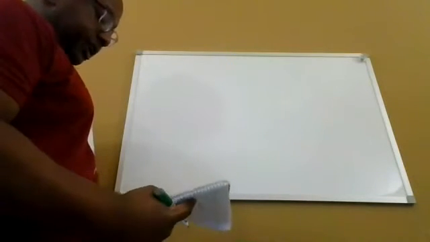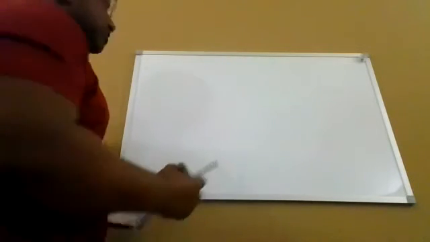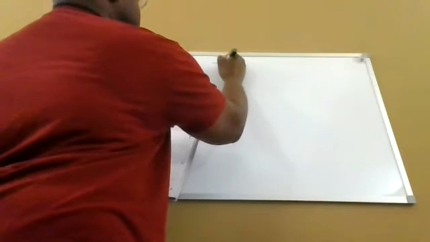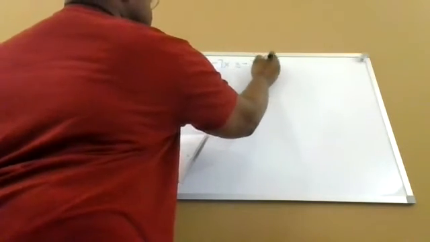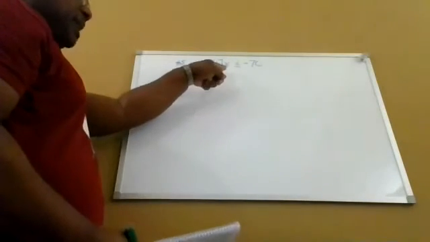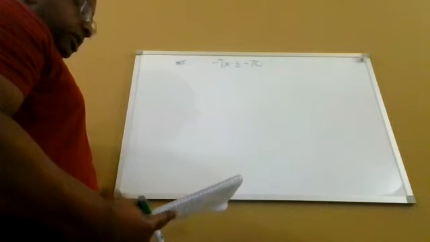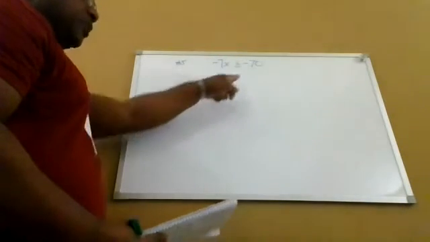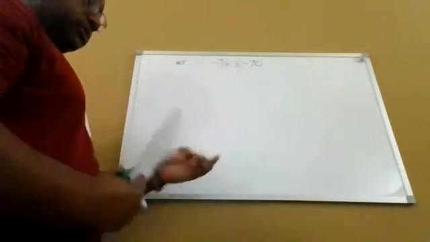Okay, next problem number 5. We have the inequality negative 7x is less than or equal to negative 70. And since this is multiplication, I know to get x by itself, I'm going to divide by negative 7. And here's a key thing. Because I'm dividing by a negative number, it's going to flip this sign from less than or equal to greater than or equal to.